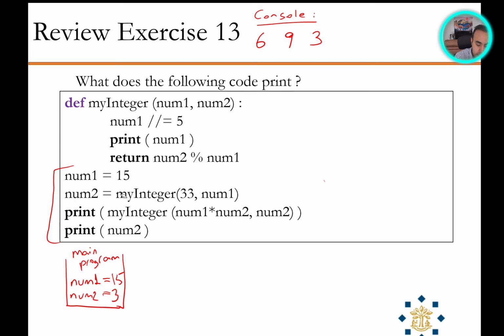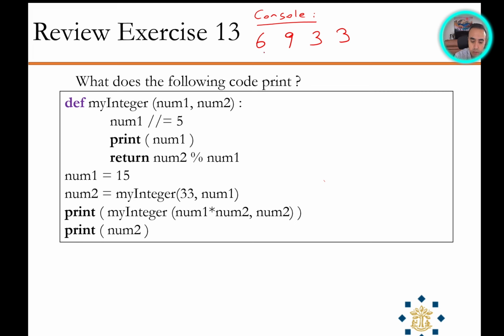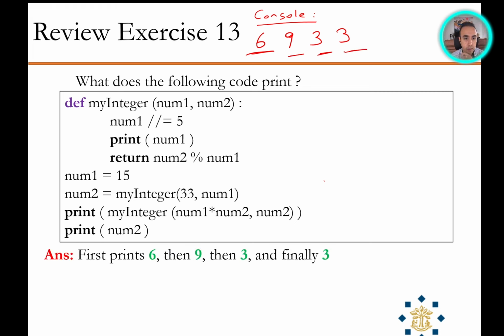So now we are back in here. We print num2, which was 3. So we print 3 on the console. So the answer is 6933. Okay. So it first prints 6, and then 9, and then 3, and then finally 3.